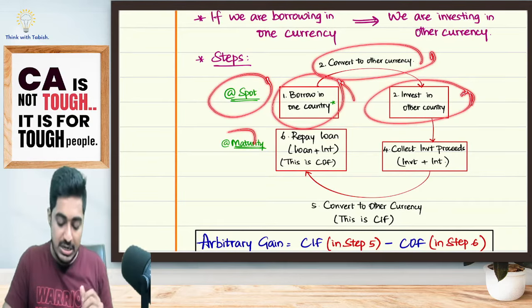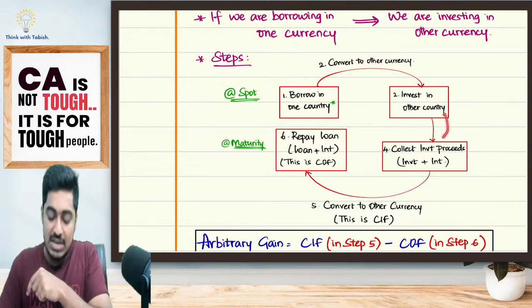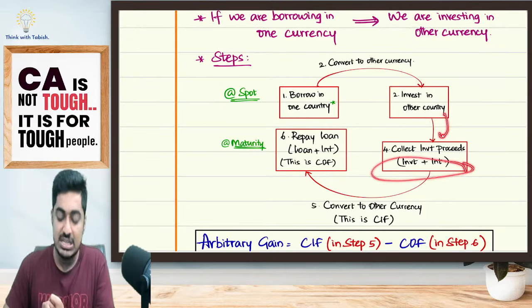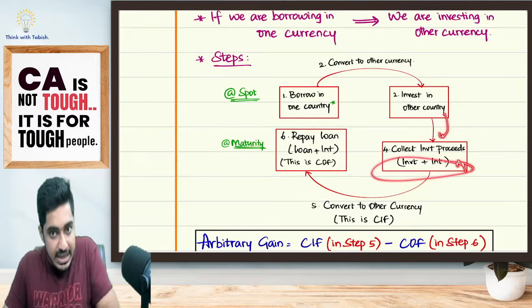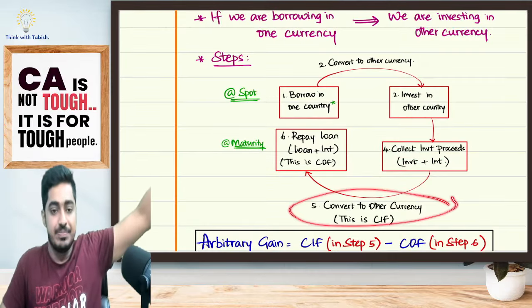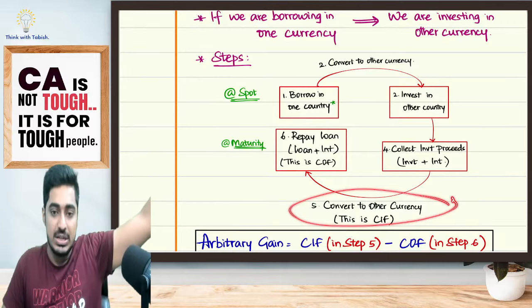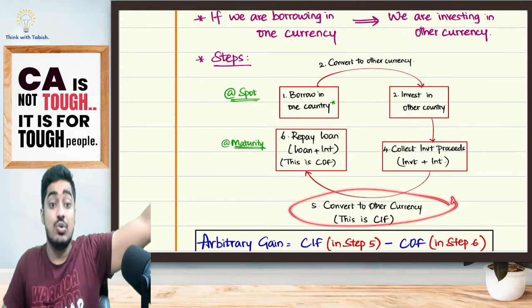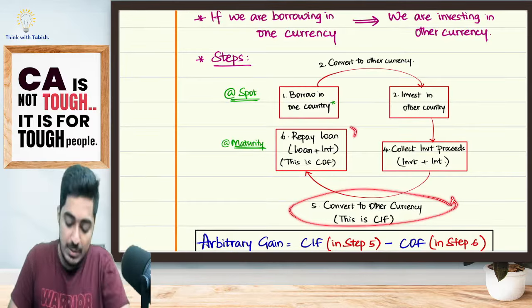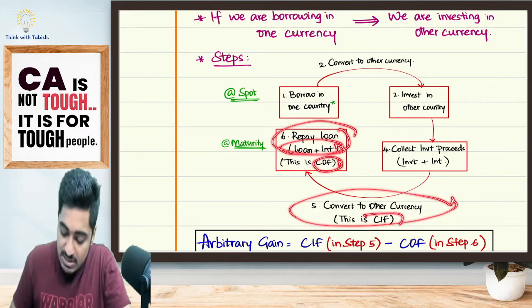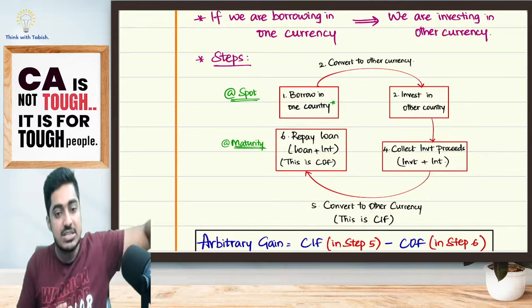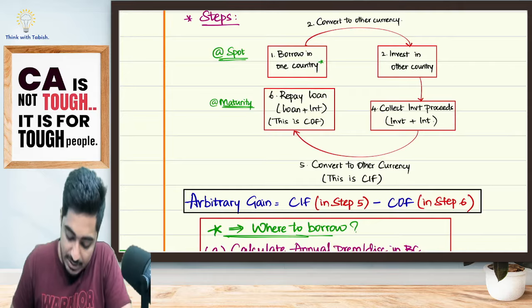Now, on maturity date, I have invested in India. I will collect the investment proceeds, that is investment plus interest. Now I don't want the money here, so I will again convert it into my other currency. I will get the total cash inflow in the other currency. Now in the US, I have to pay my loan also. So repay your loan, that is loan plus interest. This is going to be cash outflow. Step 5 has given me cash inflow, and this has given me cash outflow. The difference is going to be the arbitrage gain.